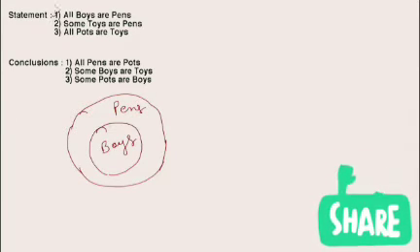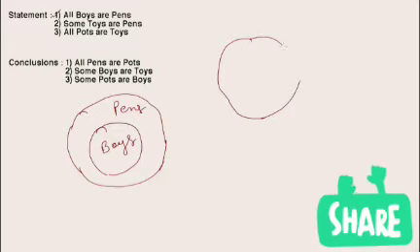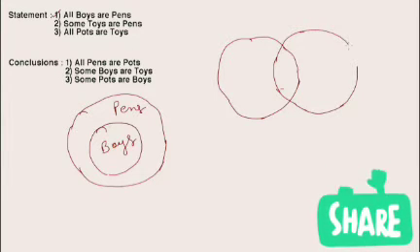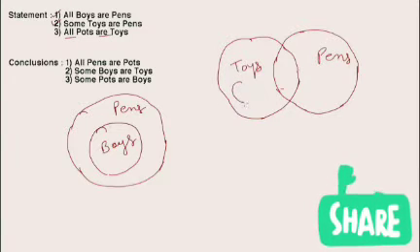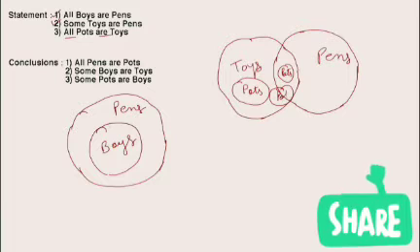Now let's go to the second statement. Some toys are pens. Some toys, so it is like this. Some of the toys are pens, so a part of toys is pens. So it's done. And all pots are toys. All the pots are toys. So there is a possibility that the circle pot is here, or it can be here, or it can be something like this here. So these are our possibilities.